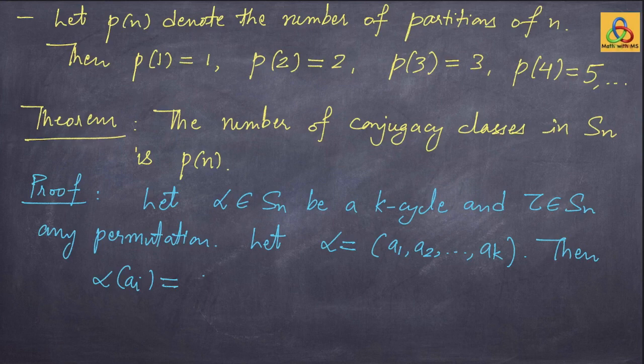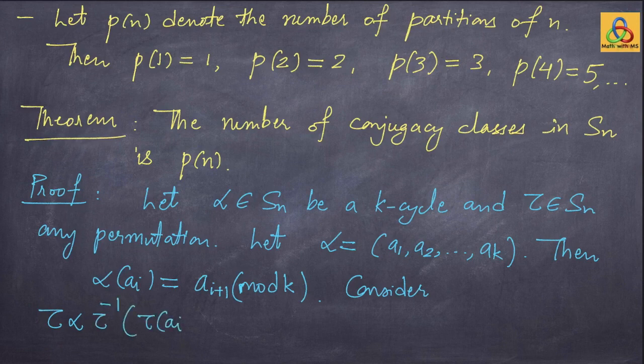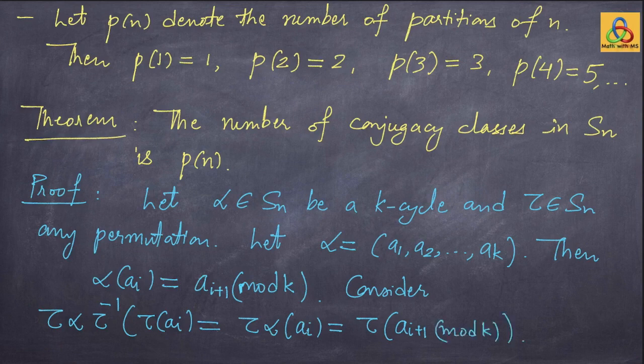Then what is alpha of ai? Alpha of ai is a(i plus 1 mod k), and consider tau alpha tau inverse. So consider tau alpha tau inverse acting on tau of ai, which by definition is the same as tau alpha of ai, but alpha of ai is a(i plus 1), that is tau of a(i plus 1), where i plus 1 of course we are reading mod k. So tau alpha tau inverse of tau ai is simply tau a(i plus 1).